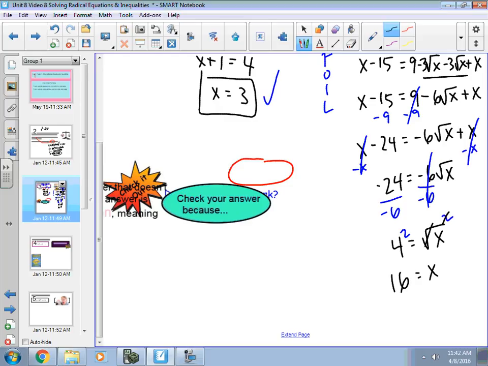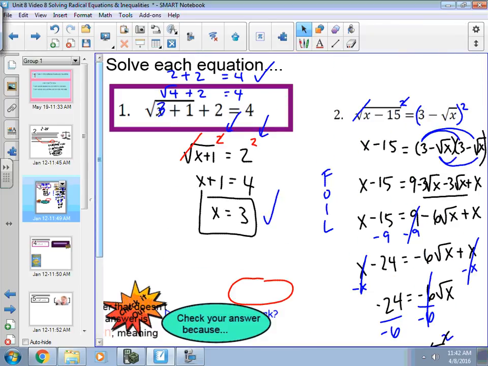Now again, check to see is that a solution. So let's go back to the original problem here. Will that work out? Does 16 work if we put it into both sides? Well, on the left side here, if we put 16 in, 16 minus 15 is going to be 1. Square root of 1 is 1. So the left side simplifies to 1. Does it work? Does the same thing happen on the other side?